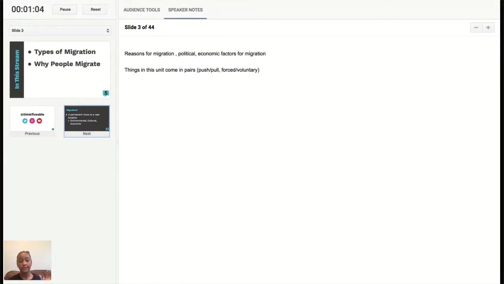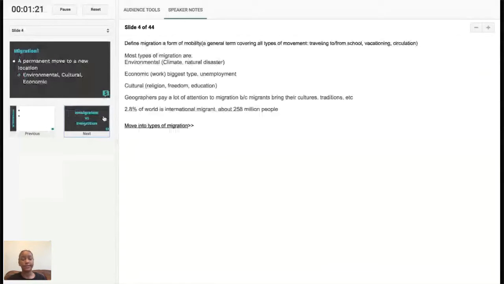So a lot of these things are easy to remember and easy to understand just because of the fact that they come in pairs. So you have one, you have the other, and they kind of contrast or complement each other. If you don't know what those mean, that's okay, because that's what we're going to go over in this stream. So the first thing I want to talk about is, what is migration? So migration, the standard definition is just a permanent move to a new location.